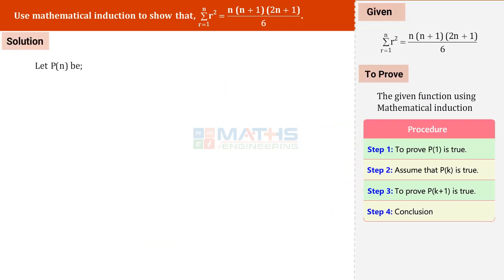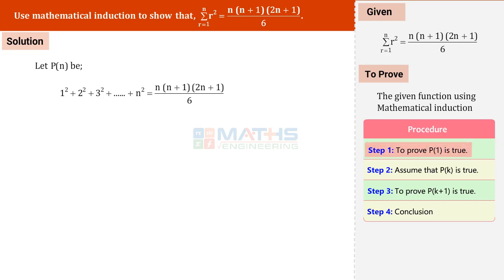We take the given statement as P of n. Expand the left hand side of the given statement. We substitute r as 1, 2, 3, etc. The last value is n. So the left hand side becomes 1 square plus, when we substitute 2, we get 2 square plus, substitute r is equal to 3, we get 3 square plus etc. plus, when we substitute r is equal to n, we get n square. We keep the right hand side as it is. This is the statement P of n.